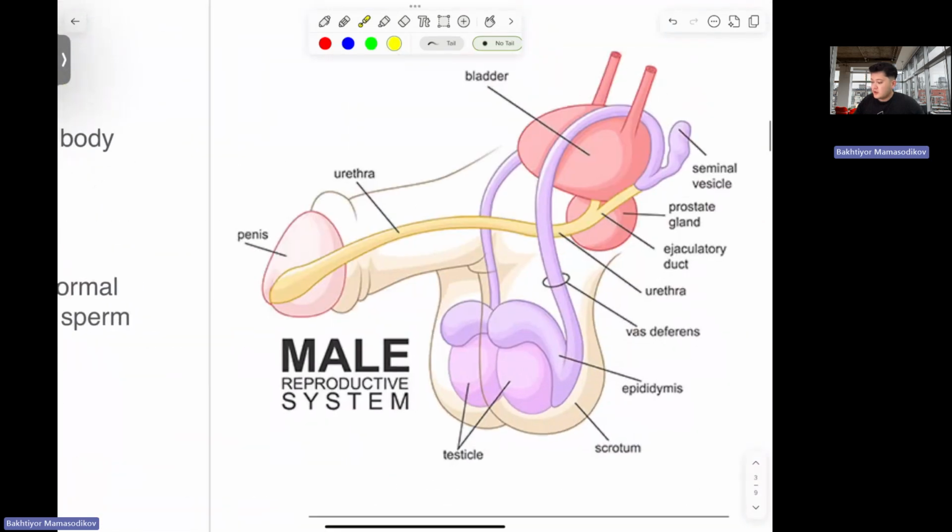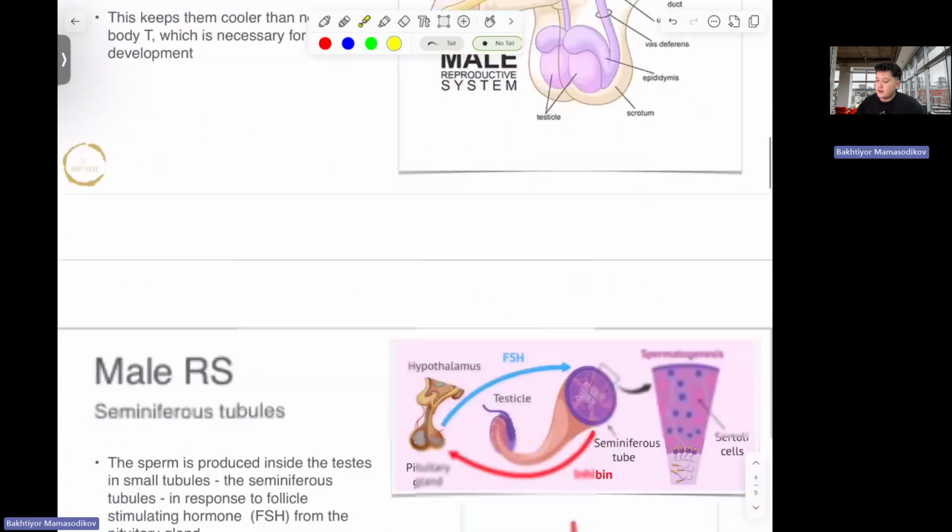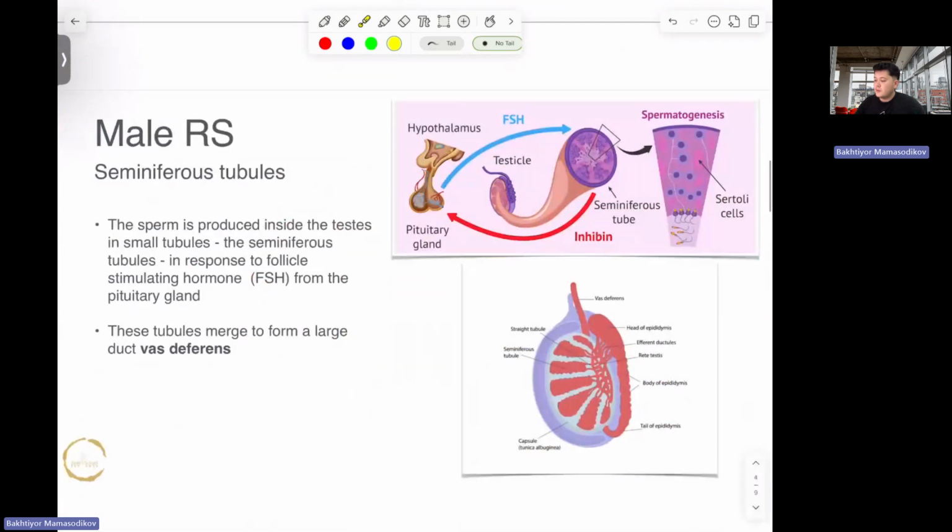So about the temperature, why is the testis outside? Because normal sperm will develop inside of the scrotum, and the normal sperm will develop at 35 Celsius. Inside of our body, it is 36.6 or more or less, plus or minus 1 degree. So in this case, the best optimal place is outside the body. That's why the testes are located outside of the body, to maintain good quality sperm.